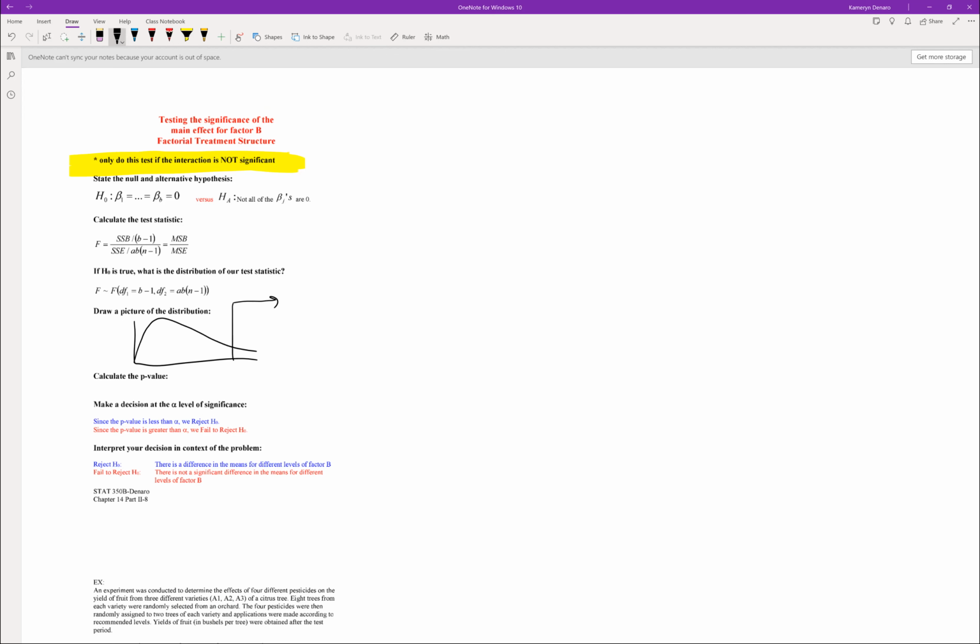We can set up our rejection region. We can set up our fail to reject region. That's our critical value. So that value is the value in which we would determine that we have evidence that supports that we would reject our null hypothesis, and we'd say at least one of the beta j's are not equal to 0.